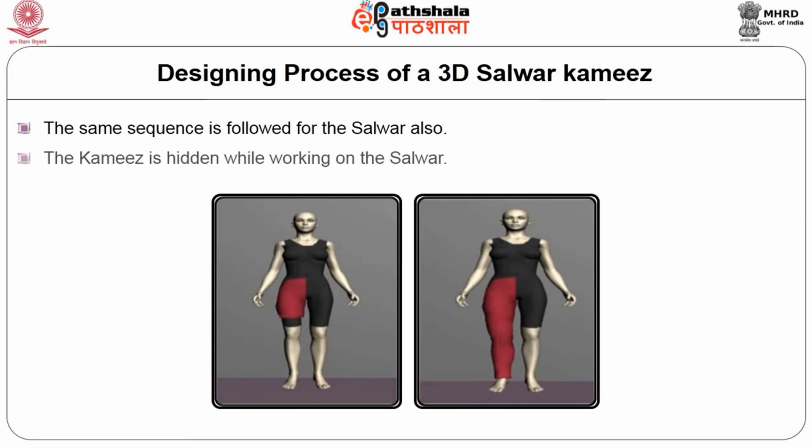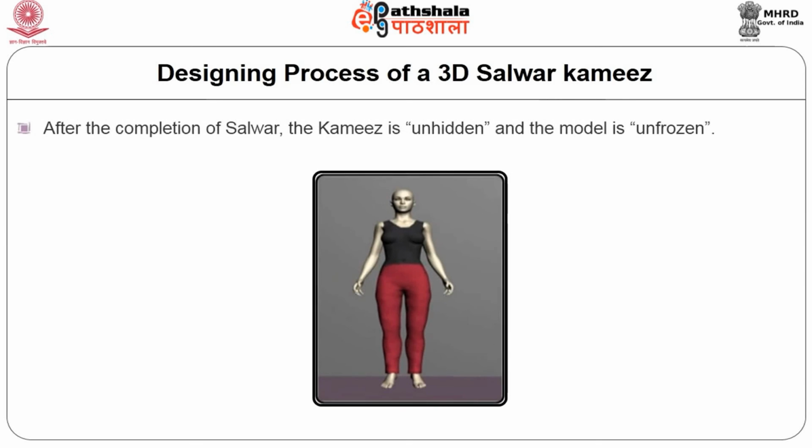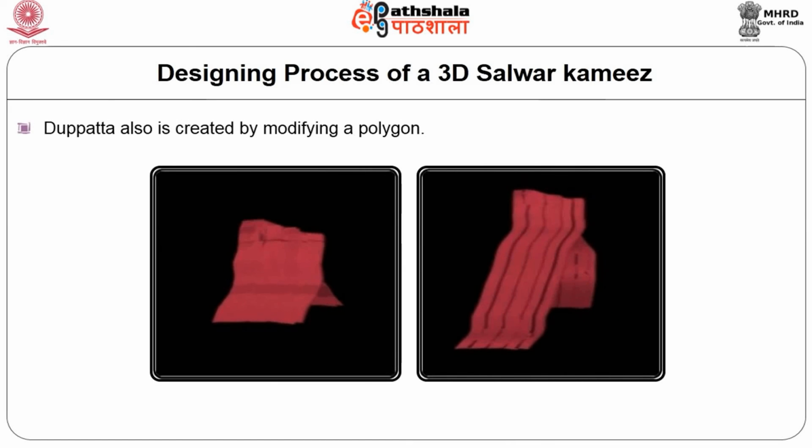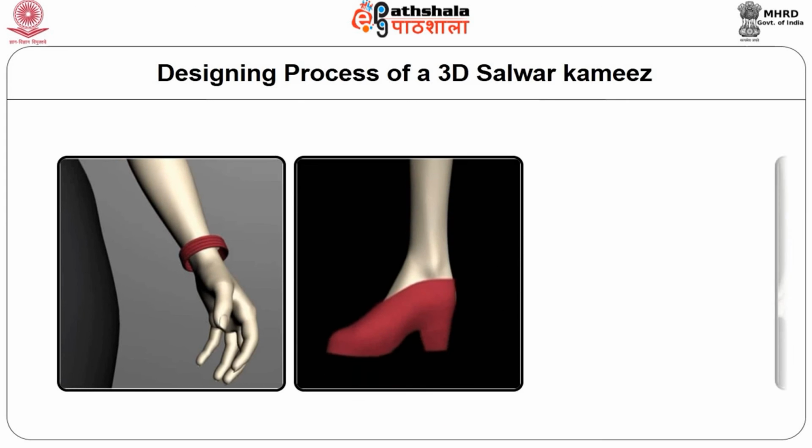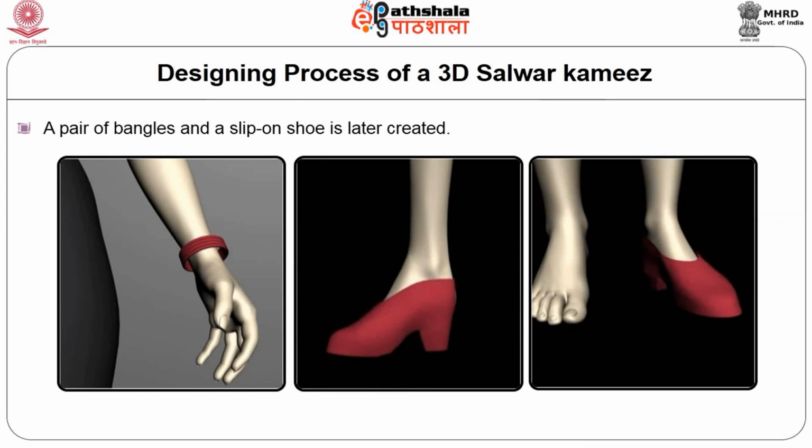While working on the Salwar, we should always remember to see that the Kameez is hidden. It will make the process of creating the Salwar easier. After the completion of the Salwar, the Kameez is unhidden and the model is unfrozen. The Dupatta also is created by modifying a polygon. A pair of bangles and a slip-on shoe are also created to give a complete look to the Salwar Kameez.